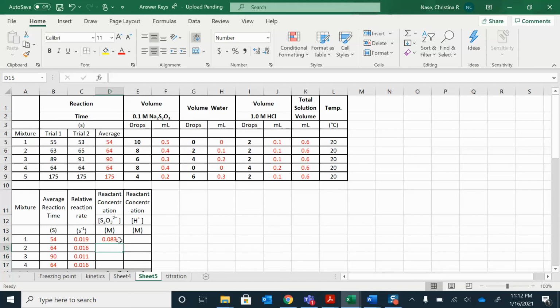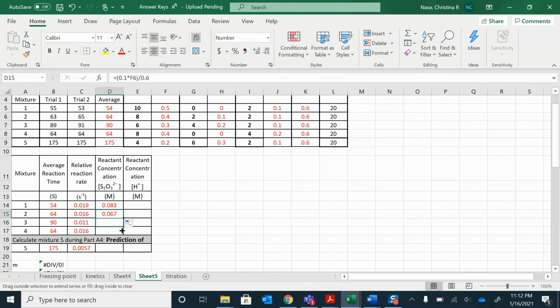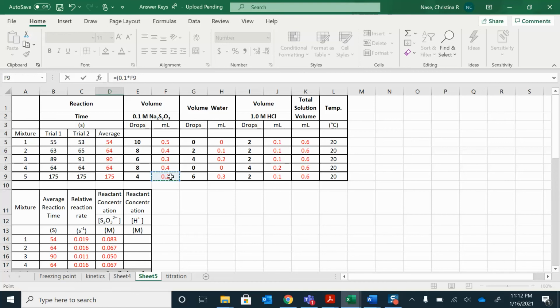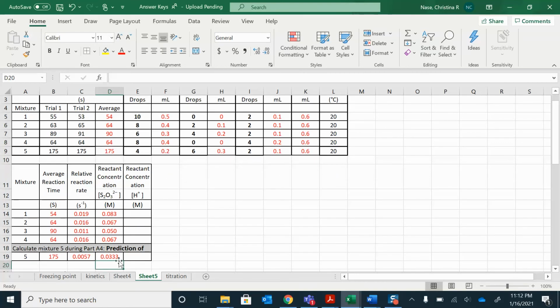We're going to do the same thing for everything in here. The only thing that's going to change is instead of 0.5, I have 0.4. So I'm going to have 0.1 times 0.4 divided by 0.6. And then the next one I'm going to have 0.1 times 0.3 divided by 0.6, and so forth. So I'm going to just drag that down. And then over here, let's retype this one. All right, so I have 0.1 times 0.2 divided by 0.6. Okay, good.